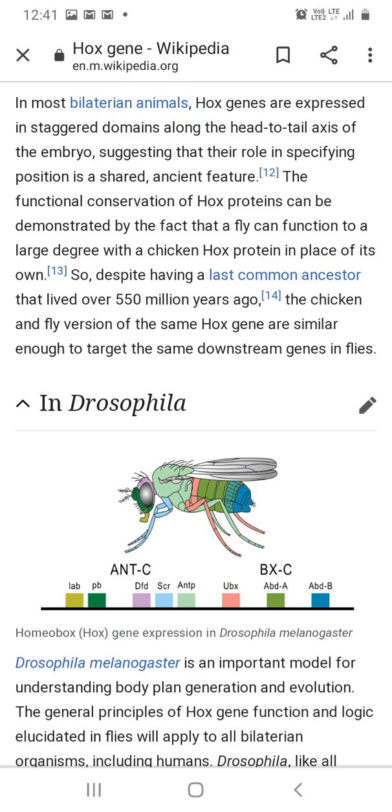The homeobox containing genes encode transcription factor. This we have already discussed in the previous lecture.